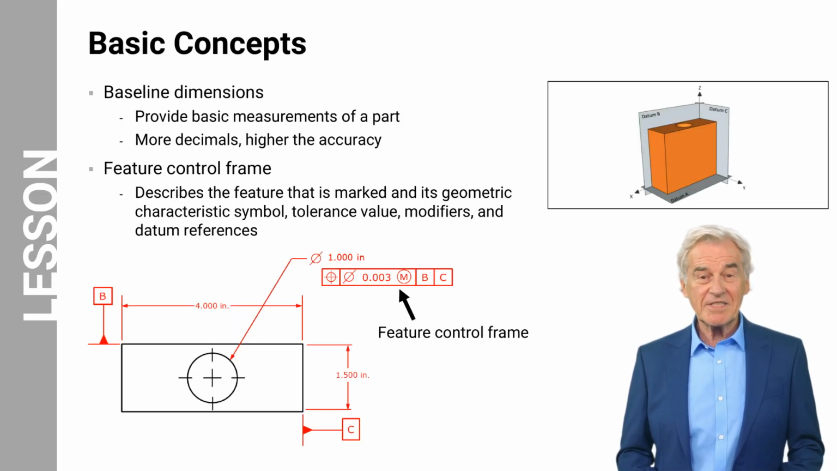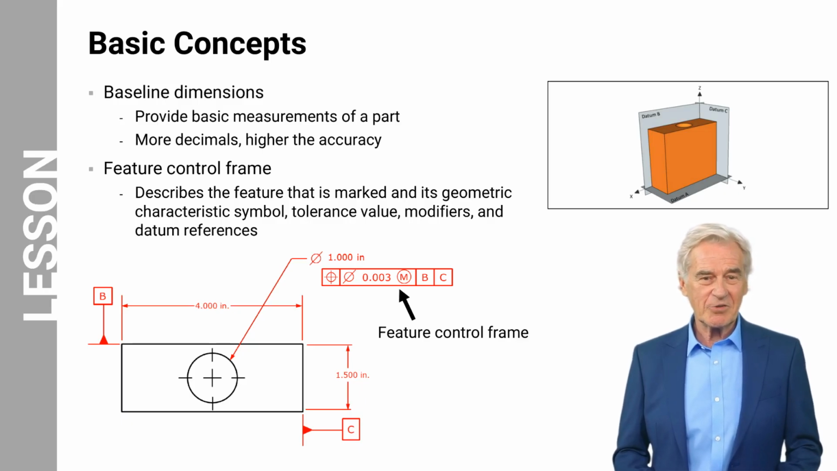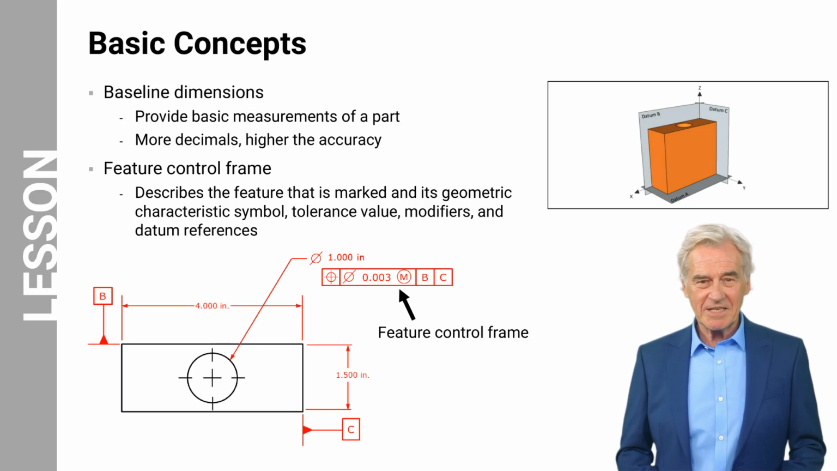This figure displays how the block with the hole from the previous slide would be seen in a technical drawing, from the top with the GD&T information. As you can see, datum B and C are marked on the drawing. The drawing also shows the basic dimensions of the block. Baseline dimensions are those that provide basic measurements of a part. For example, the length of the part is set at 4 inches and the width at 1.5 inches. The technical drawing also shows that the diameter of the hole is 1 inch.